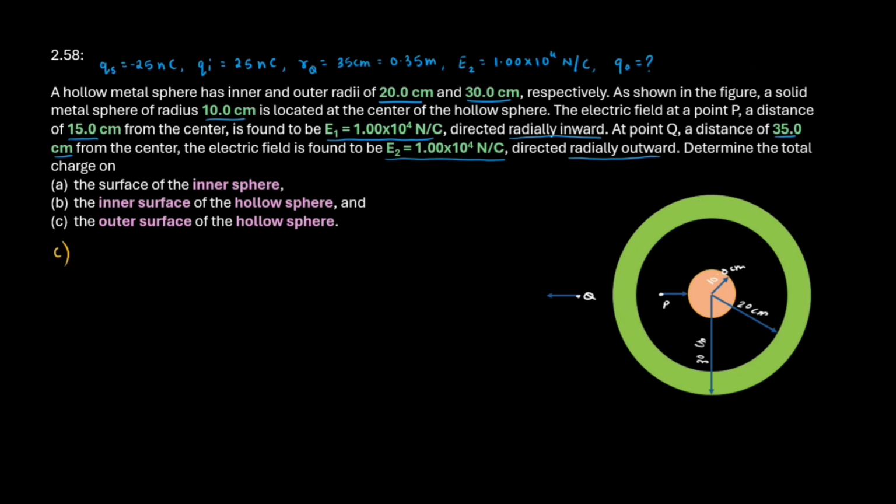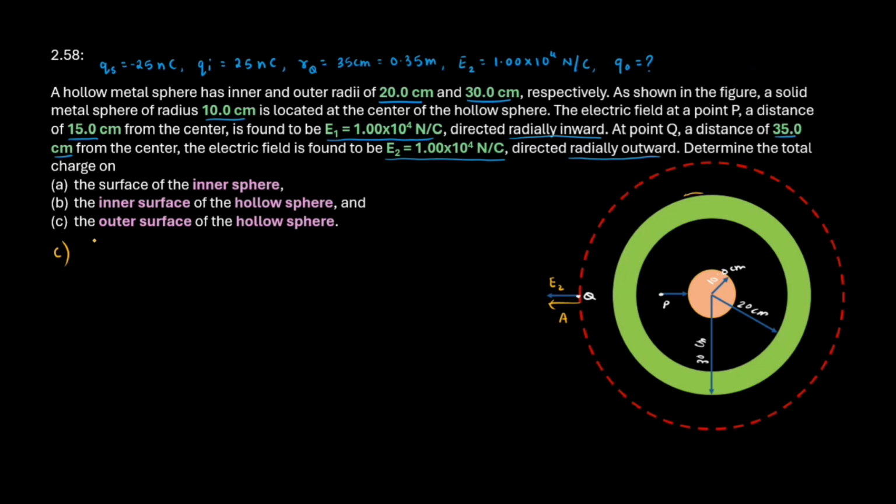Next, part C of the question. In part C, we need to find charge on the outer surface of the hollow sphere. So this region here. To find this charge, we will use the electric field at point Q. Electric field at point Q is E2, which is directed radially outward. We will construct a spherical Gaussian surface passing through point Q. And we know that area vector here will be directed radially outward.